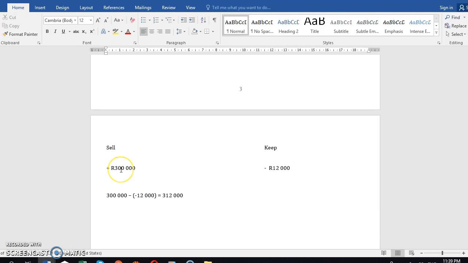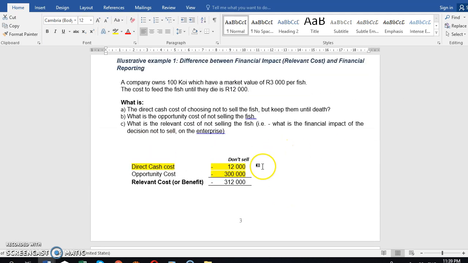Remember, it's a cash flow. 300,000 and 12,000 are both cash flows, right? It's in the future. They're both going to happen in the future, and it differs by 312,000, and that's the relevant cost. All right. So that's the answer to the last part.